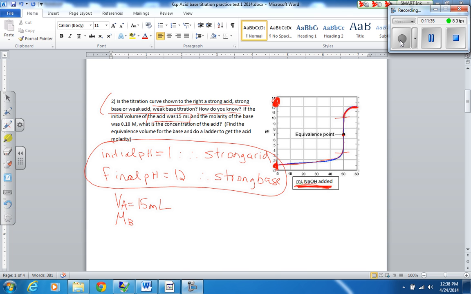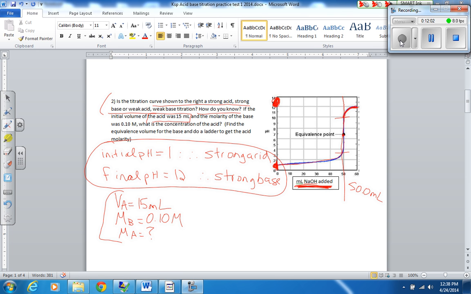Molarity of the base is 0.10 molar. Molarity of the acid is question mark. Students get confused: the equivalence volume, is it for the acid or the base? I can tell just from looking at this information. I go to the curve. I know that the equivalence point is at 50 milliliters.